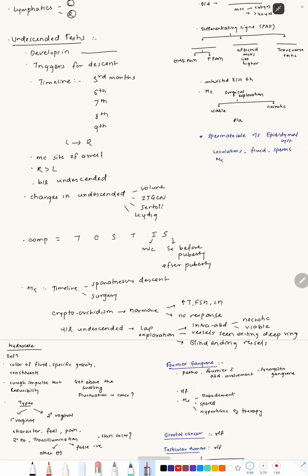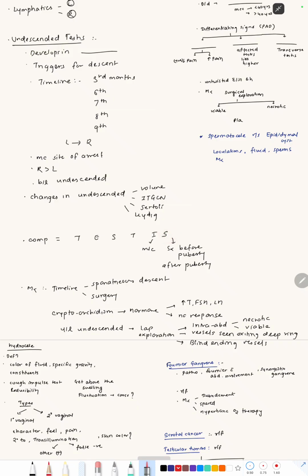Complications are given by the mnemonic TESTIS itself, for which the T stands for trauma, then E stands for epididymo-orchitis, then the S stands for sterility. Now sterility is a very important thing, because even after performing the surgery, the sterility factor may remain. Then the T stands for torsion, and the I, which is the most common complication, is the indirect inguinal hernia, and then lastly the S stands for seminoma.